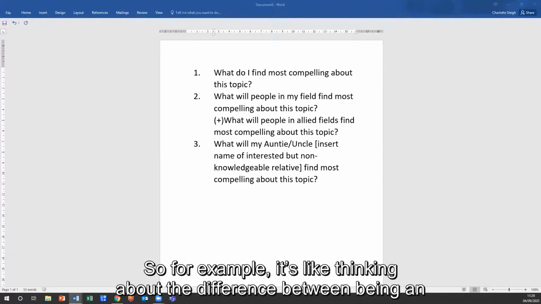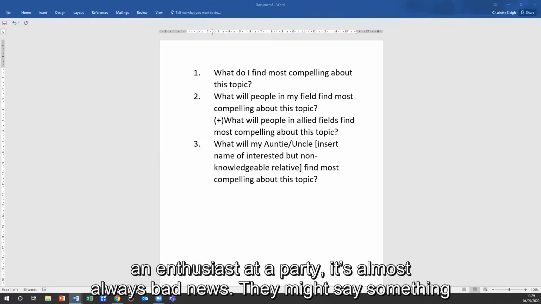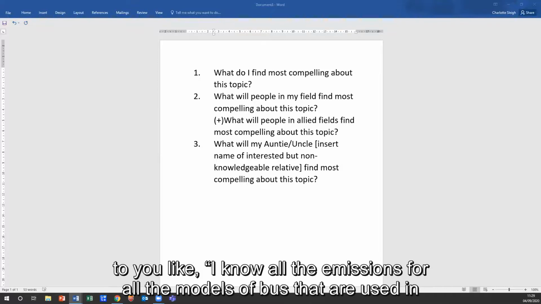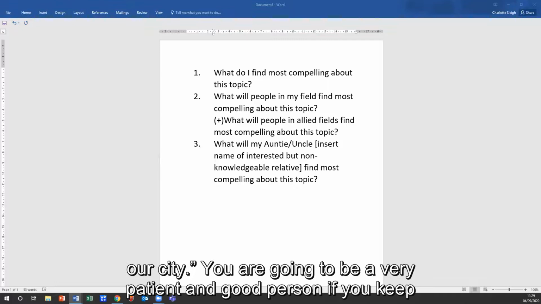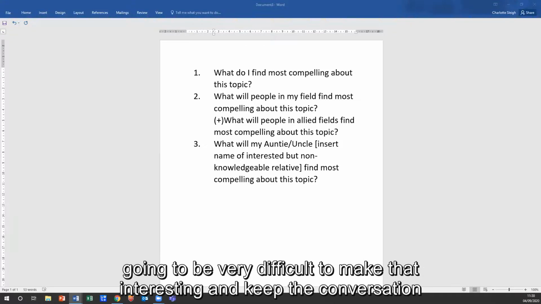So, for example, it's like thinking about the difference between being an enthusiast and an academic, or at least what an academic should be. If you meet an enthusiast at a party, it's almost always bad news. They might say something to you like, I know all the emissions for all the models of bus that are used in our city. You are going to be a very patient and good person if you keep listening to that person and find out all the data about all the buses. It's going to be very difficult to make that interesting and keep the conversation going.